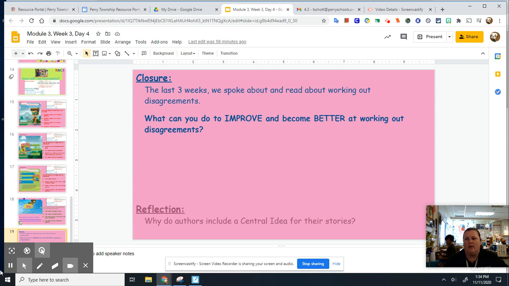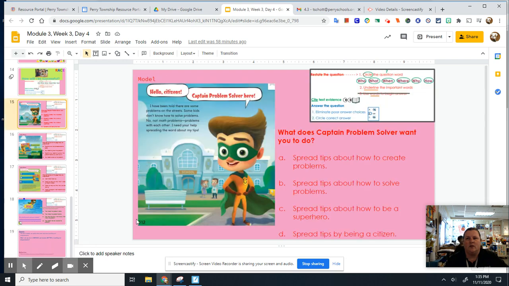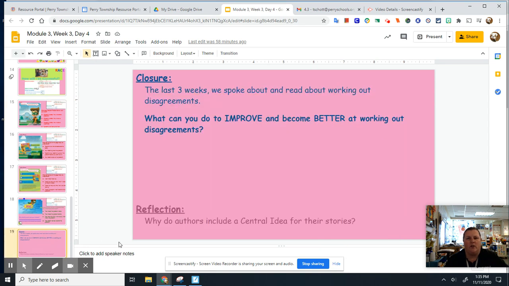Now let's talk about this one. Why do authors include a central idea for their stories? Well, all stories have a message that the author wants to get through to you or wants you to learn. So the author is going to include a central idea so that you learn a lesson or they teach you something or give you information about something. Because what's the point of writing if you're not sharing something with someone? So the point of this text was to learn from Captain Problem Solver how to solve problems. So the author wanted me to know how I can solve problems. That was a central idea or main idea.